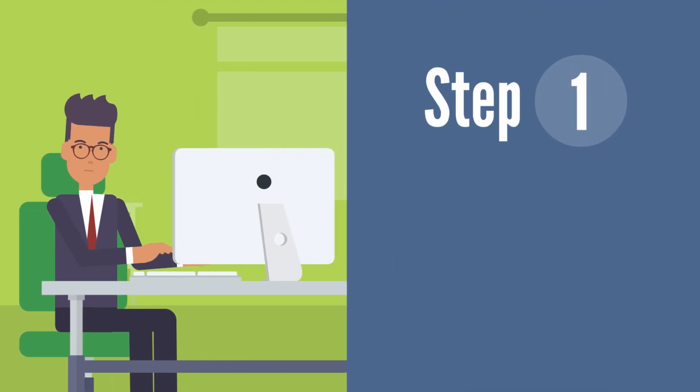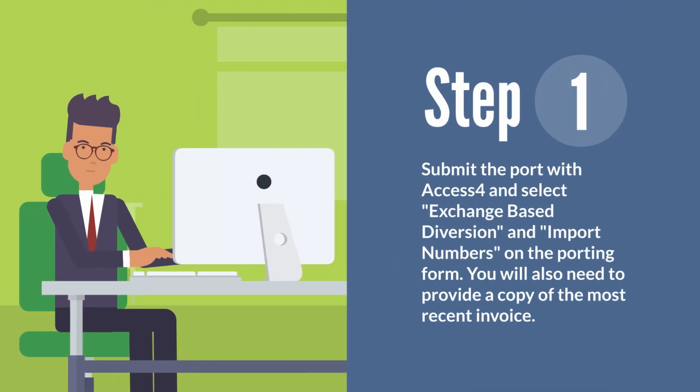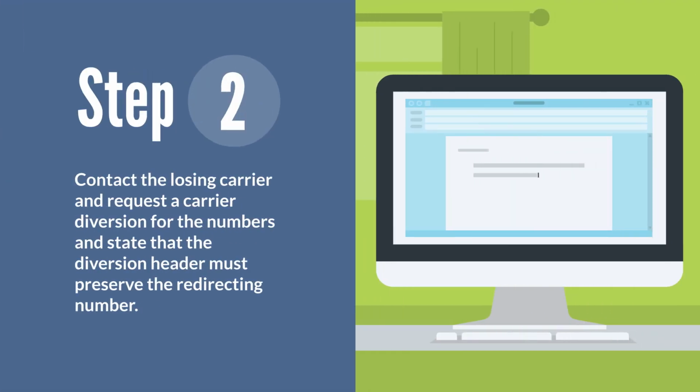Step 1. Submit the port with Access4 and select exchange-based diversion and import numbers on the porting form. You will also need to provide a copy of the most recent invoice. Step 2. Contact the losing carrier and request a carrier diversion for the numbers and state that the diversion header must preserve the redirecting number.